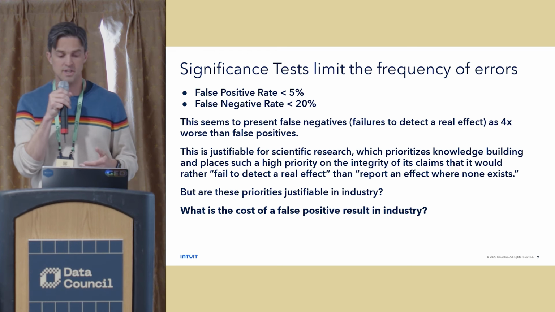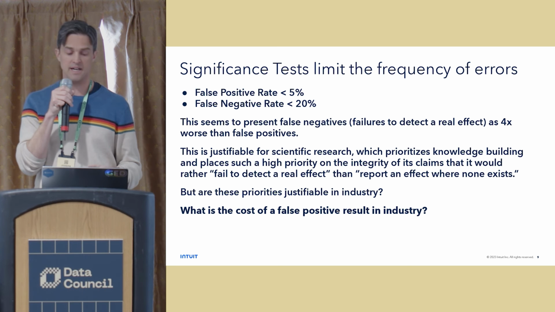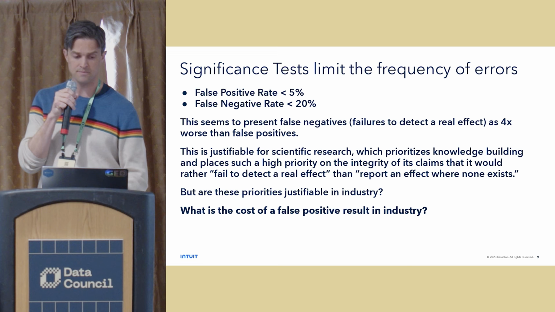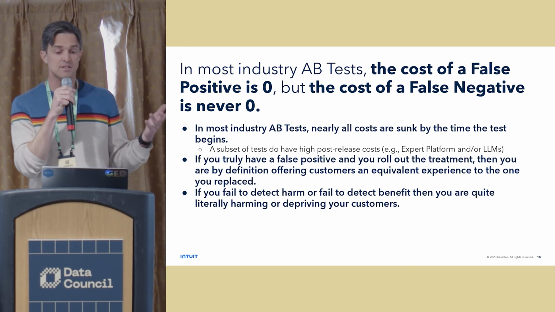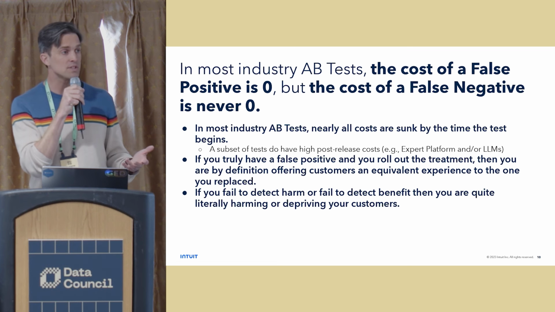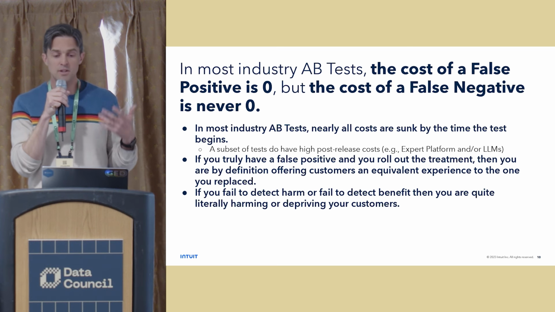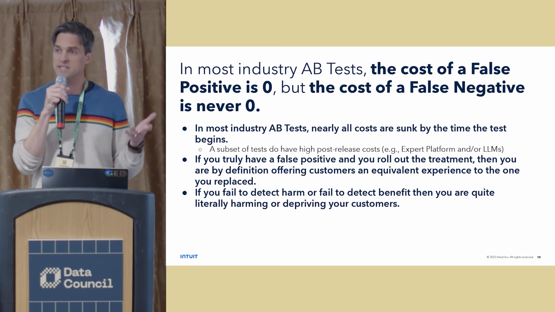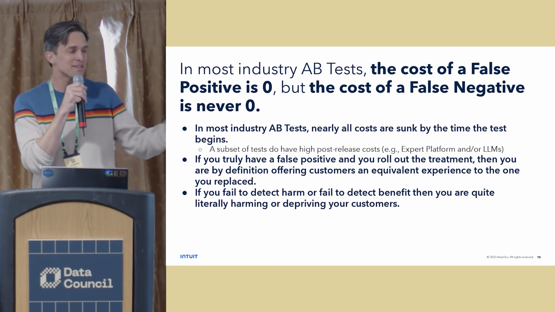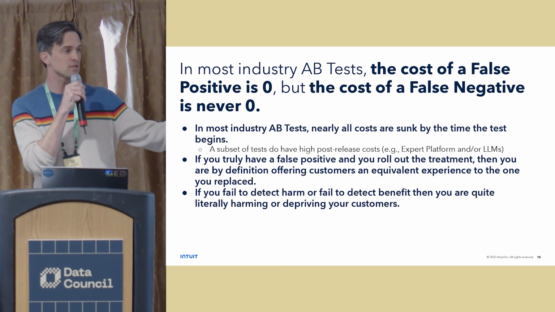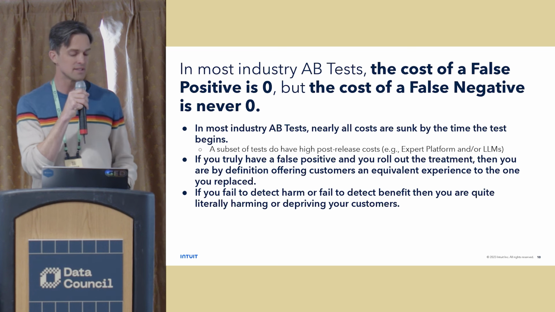But are these priorities justifiable in industry? Because what is the cost of a false positive effect in industry? In most industry A/B tests, the cost of a false positive is 0, but the cost of a false negative is never 0. And this is because in industry, nearly all costs are sunk by the time the test begins. All of the designer hours, all of the developer hours, these are all sunk by the time you have the experience launched in your product. The final decision to roll it out is turning a knob up to 100%.